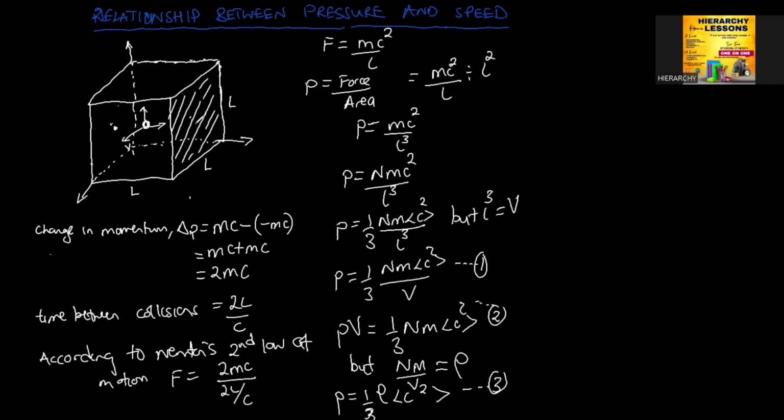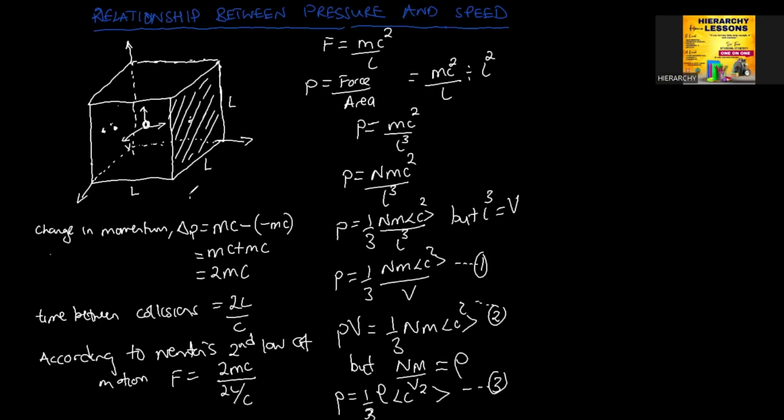If the molecule hits this shaded face, it rebounds, travels a distance L and hits the opposite face, then comes back and hits this face again. So it will have travelled a distance of L plus L, to the other face and back. So the time between collisions is 2L over C, the speed it is travelling at. C is not necessarily the speed of light, it's just the speed of the ideal gas molecule.